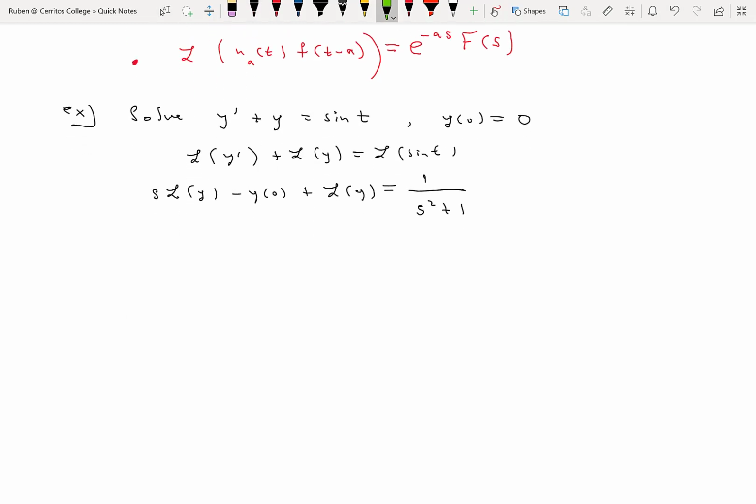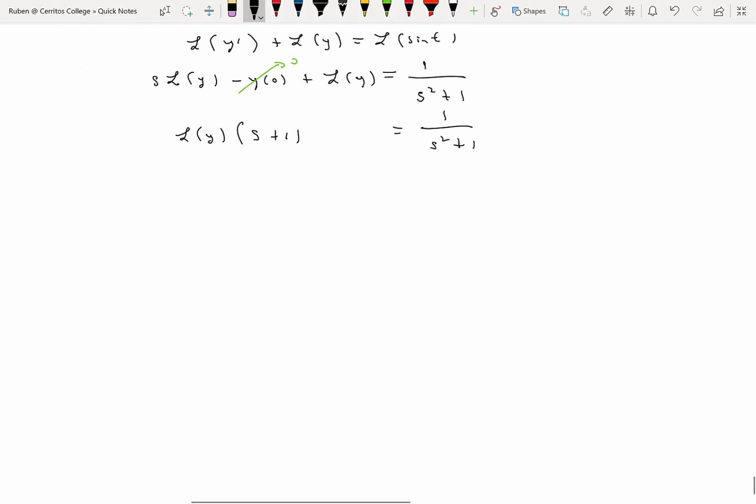The y of 0 is 0, so we substitute that in. Also then factor out the Laplace transform of our solution on the left-hand side times s plus 1 equals that same 1 over s squared plus 1. Divide both sides by s plus 1, and we get the Laplace transform of our solution is 1 over s plus 1, times 1 over s squared plus 1.